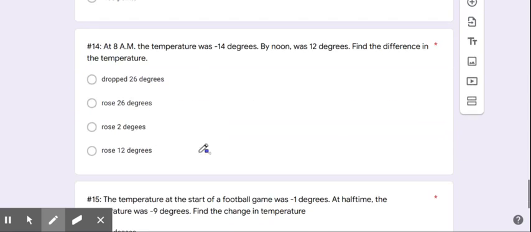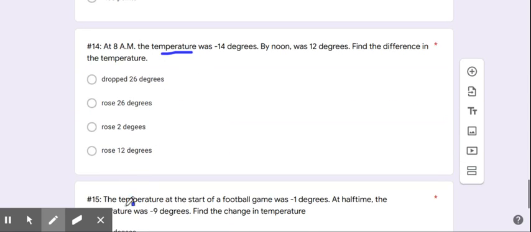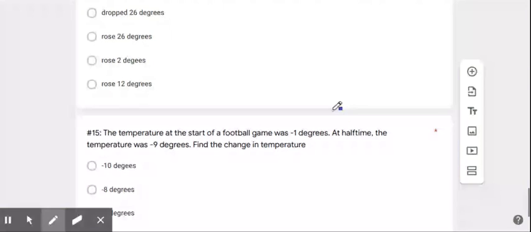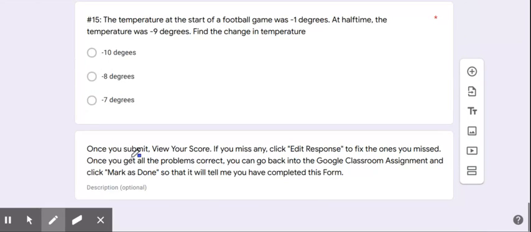Number 14, you're dealing with temperature, and 15, you're dealing with temperature. So I would suggest drawing a vertical number line to figure those problems out, as well as you've seen in previous videos this week. Remember, once you submit, to view your score and click edit response if you missed any, so that you can fix the ones that you missed.